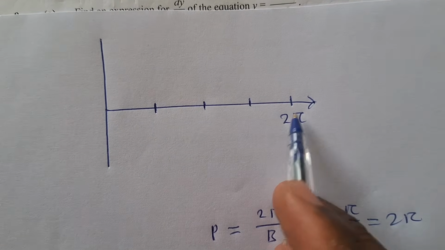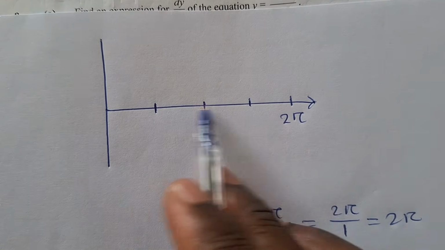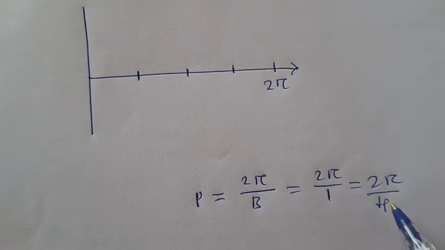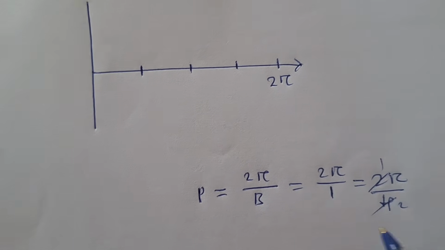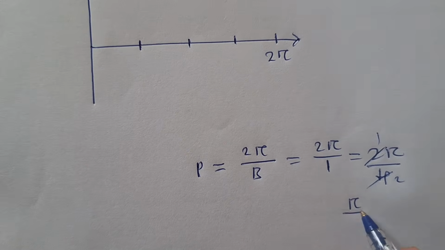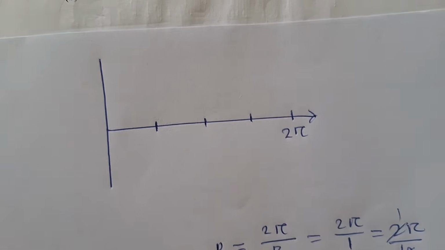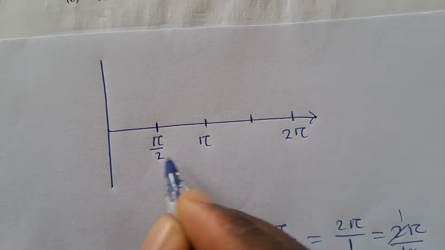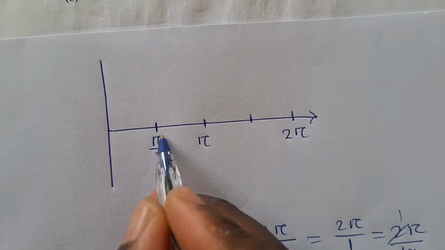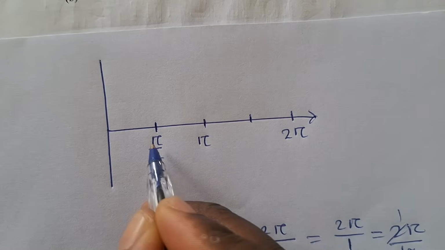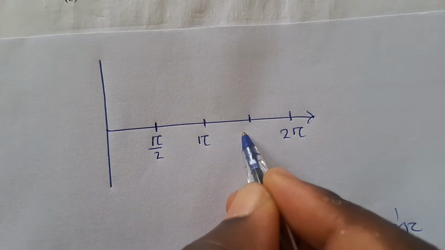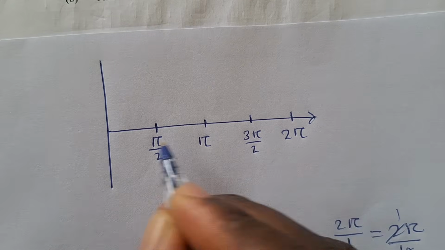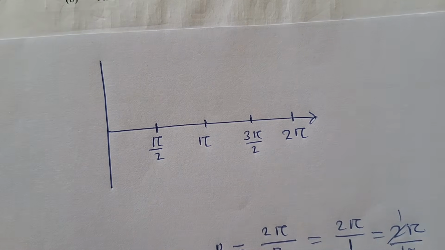You now divide whatever period that you have by 4, 1, 2, 3, 4. So it will be divided by 4. We are getting 1 here, a 2. So it will be π over 2. So you can write π over 2. What follows? It's π, because when you say π/2 plus π/2, it's π. π plus π/2, it's 3π/2. 3π/2 plus π/2, it's 2π.